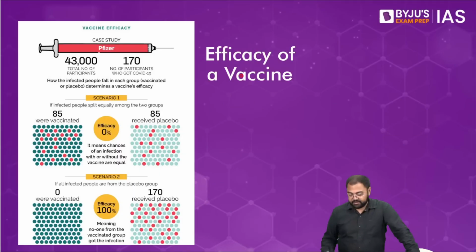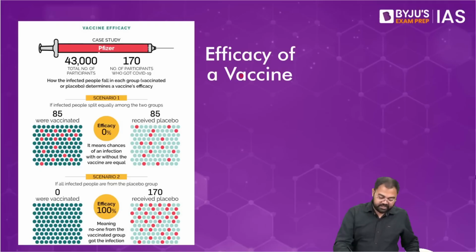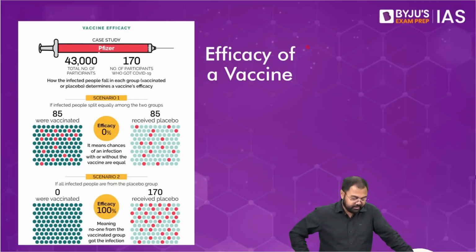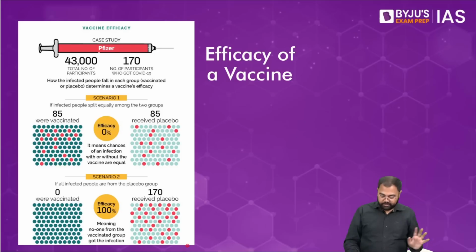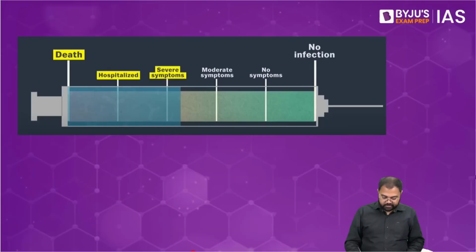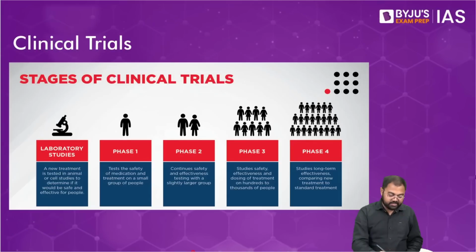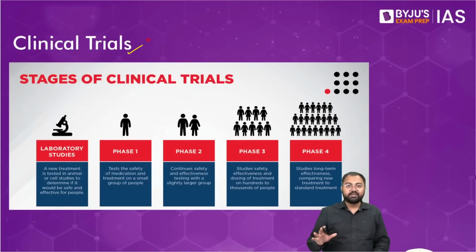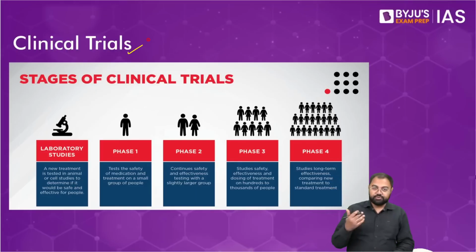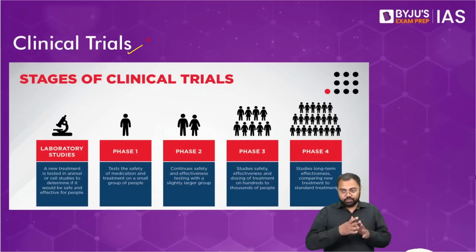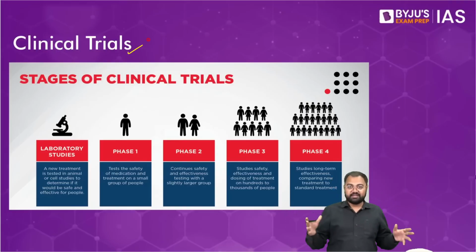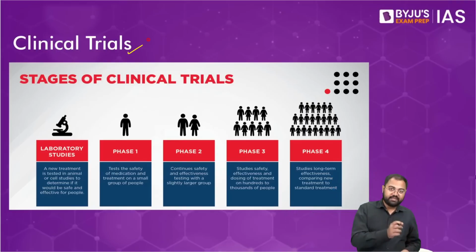Now, lastly, there's one more topic here, and this is the efficacy of a vaccine. When it comes to efficacy of a vaccine, just understand what we mean by efficacy. But before that, we'll first go through clinical trials. What exactly do we mean by clinical trial? Before any vaccine enters the market, once it is about to be released, it has to go through this entire process of clinical trials, and then only it is released for the market. So what do we do here?